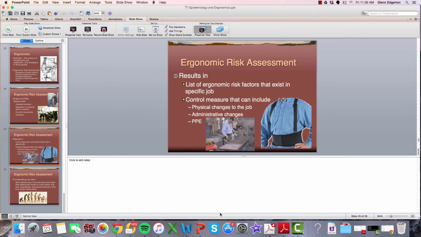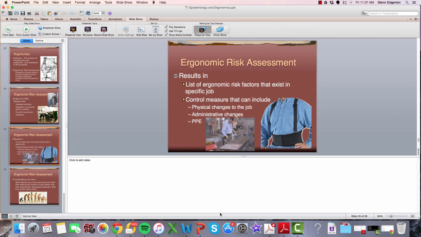So when you look at an ergonomic risk assessment, there are going to be risk factors that exist in a specific job, and you know those risk factors based on the assessment that you just did. Can you make physical changes to the job? Can you make administrative changes? Can you maybe do a pre-participation type physical prior to the employee starting work, looking for the types of risk factors that might increase incidence of injury?